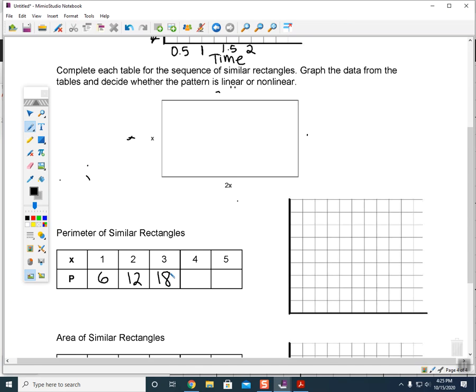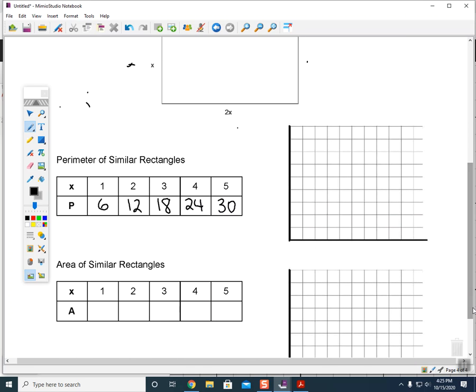Okay, and I can look and see, well, I'm going up 6 every time. So if it's at 4, this is a constant rate. This is going to be at 24. This is going to be at 30. Okay, so then I would graph it. Is this going to be a linear function or non-linear? Kind of gave it away, right? It's increasing at a constant rate. So this is going to be linear.